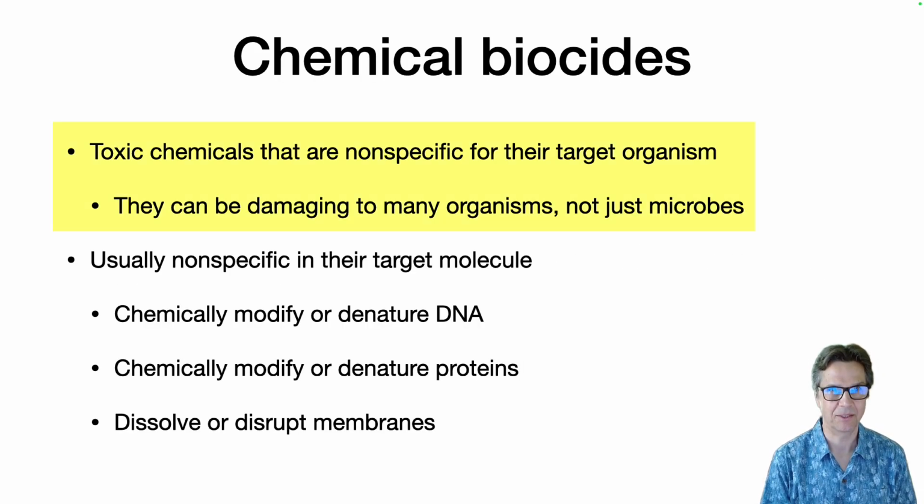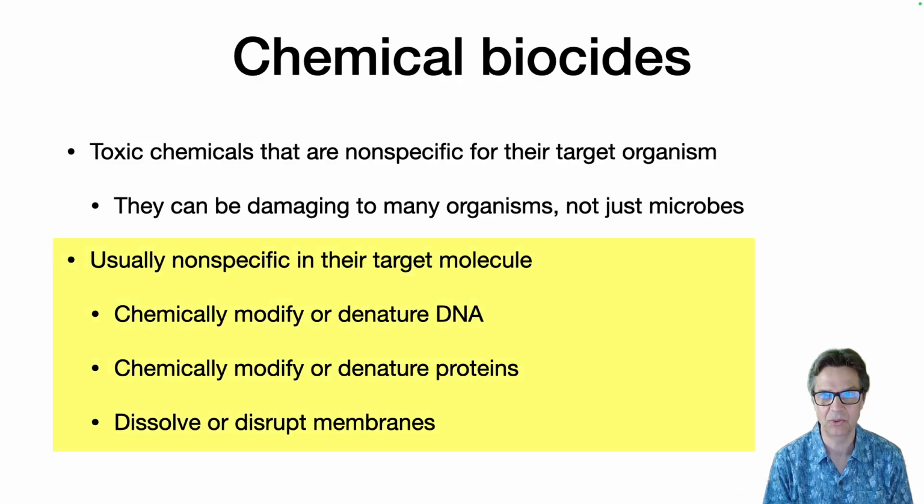Chemical biocides are toxic chemicals that are non-specific for their target organism. They can be damaging to many organisms, not just the microbes, and their use has to be carefully controlled. The action of these compounds is usually non-specific in their target molecule. They will chemically modify or denature DNA, chemically modify or denature proteins, and dissolve or disrupt membranes.